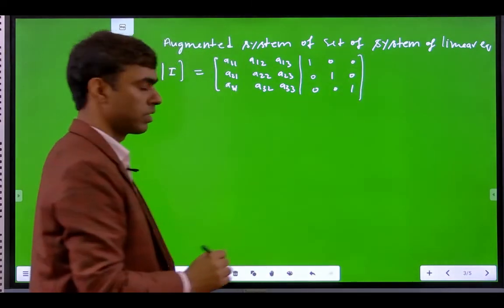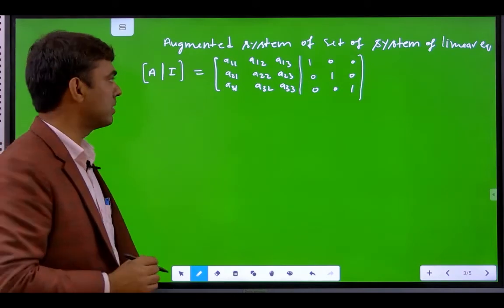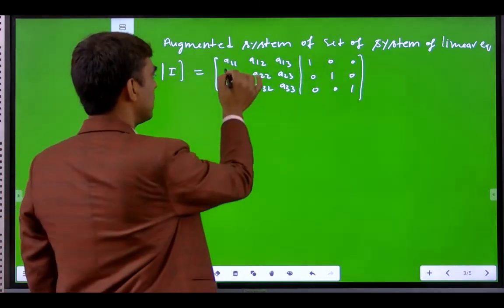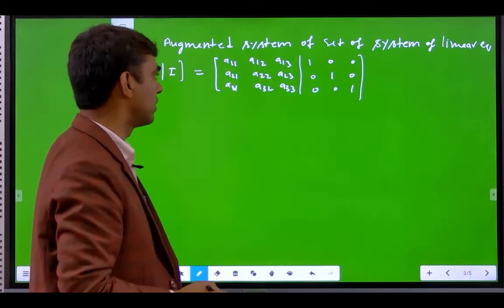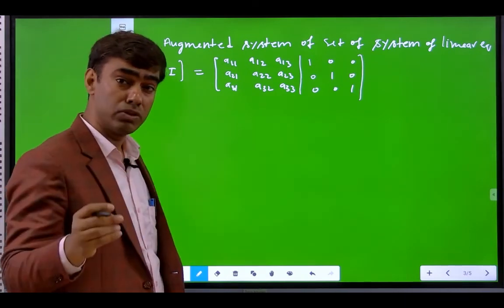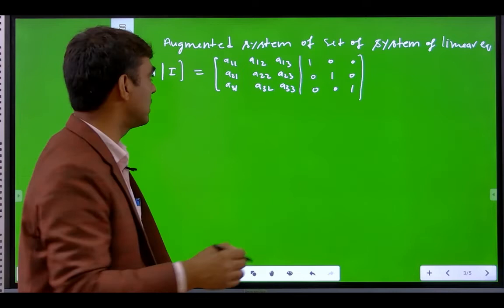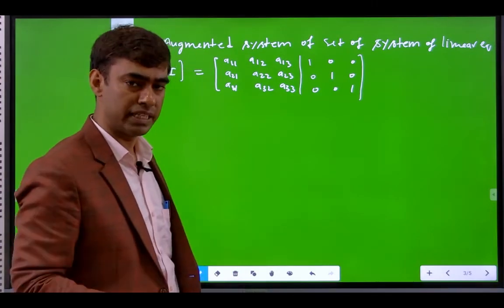If we try to find the inverse using the Gauss elimination method, then we convert this matrix A into an upper triangular matrix and solve. If we try to find the inverse with the help of the Gauss-Jordan method, then we convert matrix A into a diagonal matrix.